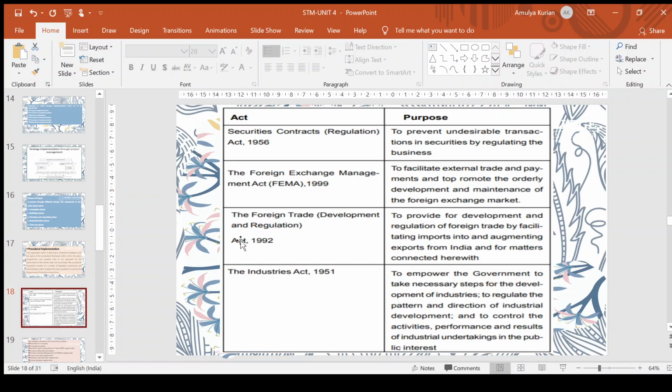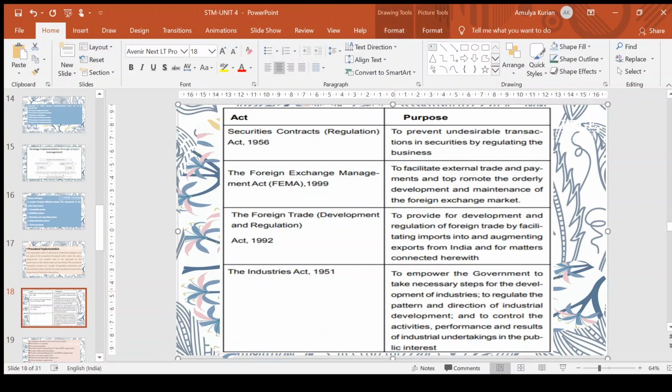So there are many acts. I have included only 4 acts in this one. Apart from that, all other acts which should be considered are explained in detail in your notes. So please go through that. For the time being, these are the important acts which will be considered. For example, the Securities Contract Act. Its main purpose is to prevent undesirable transactions in securities by regulating the business. There is the FEMA Act of 1999. There is the Foreign Trade Act of 1992, the Industry Act of 1951, and there are many more.